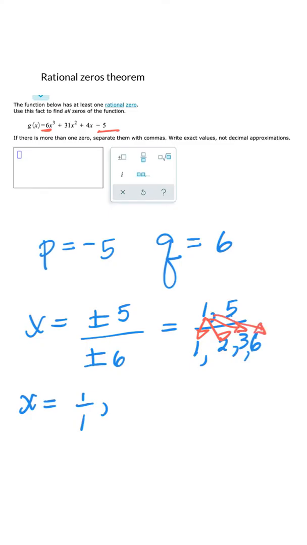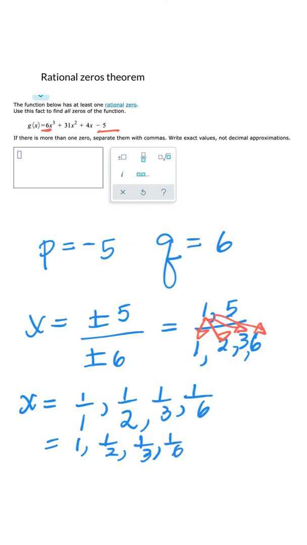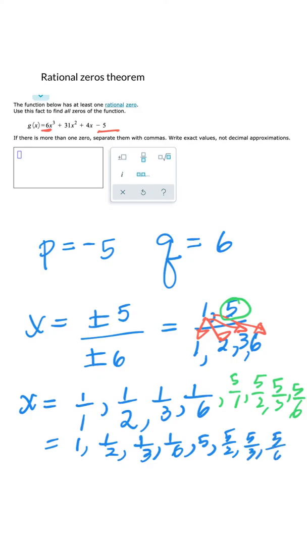So let's capture those possibilities: 1 over 1, 1 over 2, 1 over 3, and 1 over 6. And simplifying 1 over 1, we could write it as 1, 1/2, 1/3, and 1/6. We could do the same with the 5. So other possible answers would be 5 over 1, 5 over 2, 5 over 3, and 5 over 6. 5 over 1 can be simplified as 5, and then we have 5/2, 5/3, and 5/6.